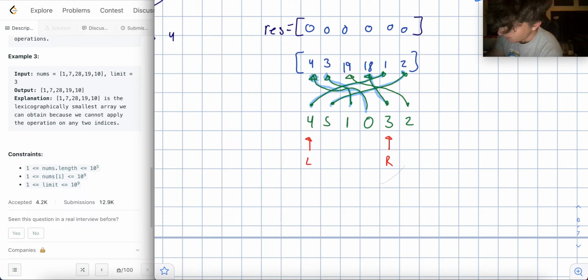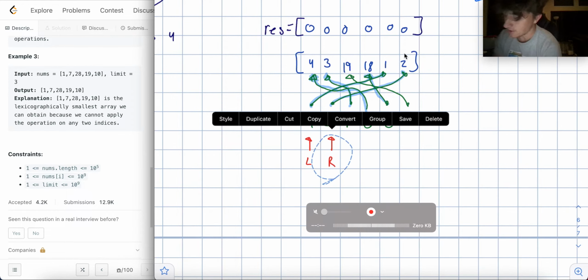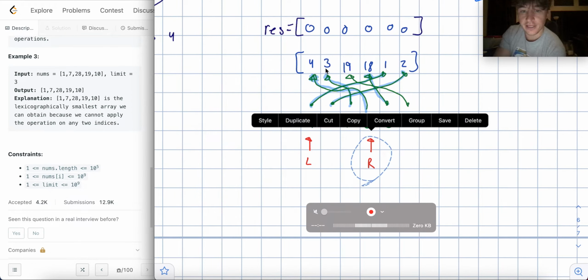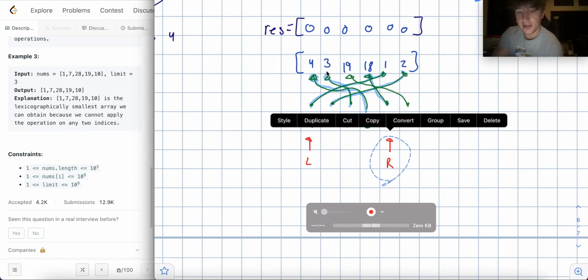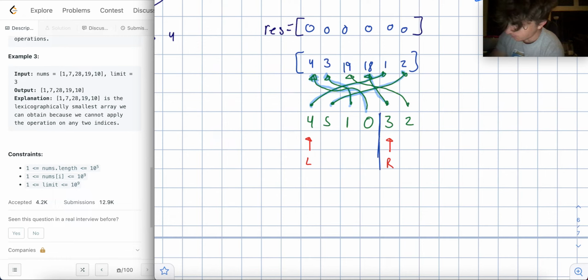As we look at our left and right, we say, okay, left, right, 1 and 2, are they less than the difference? Yes. Left, right, 3 and 2, are they less than the difference? Yes. 4, 3, are they less than the difference? Yes. 3, 3. What's at 3? At 3 is 18, and the previous element was at 0, which is 4. 18 minus 4 is not less than the limit. So then we're in a new group. That means from L all the way up to this point is a group, okay?